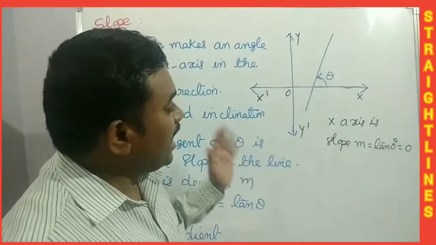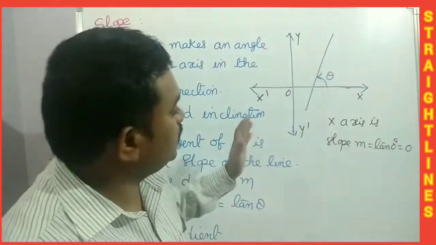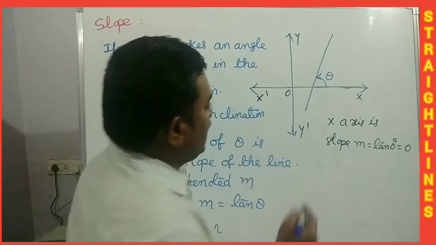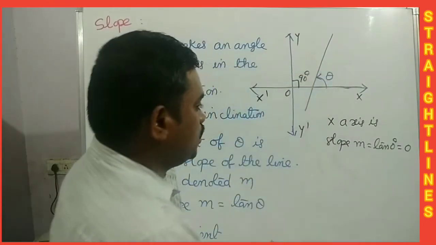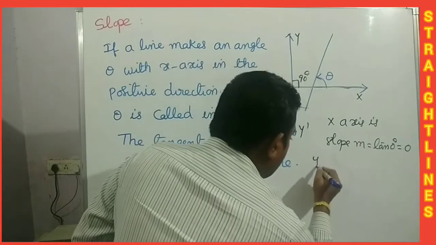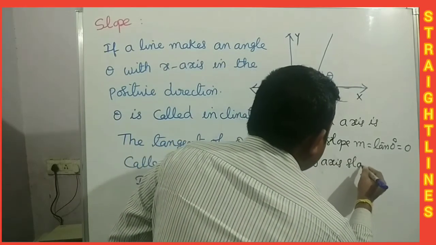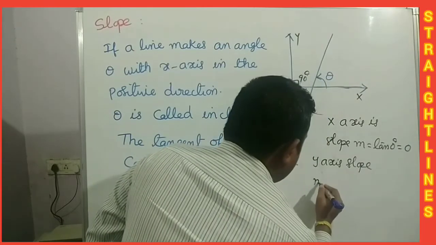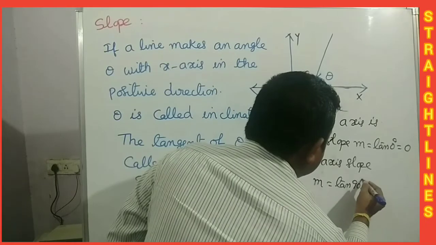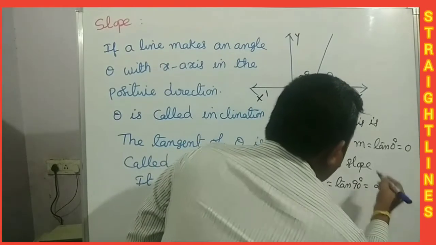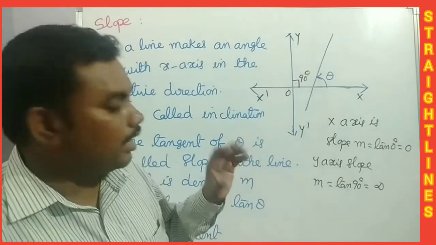Next, y-axis slope. The angle between y-axis and x-axis means y-axis makes an angle 90 degrees with x-axis. So y-axis slope is m equal to tan 90 degrees. Tan 90 degrees value is infinity or not defined.